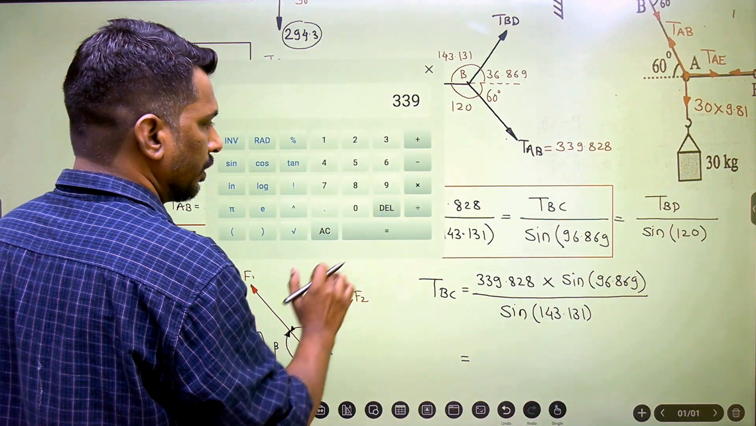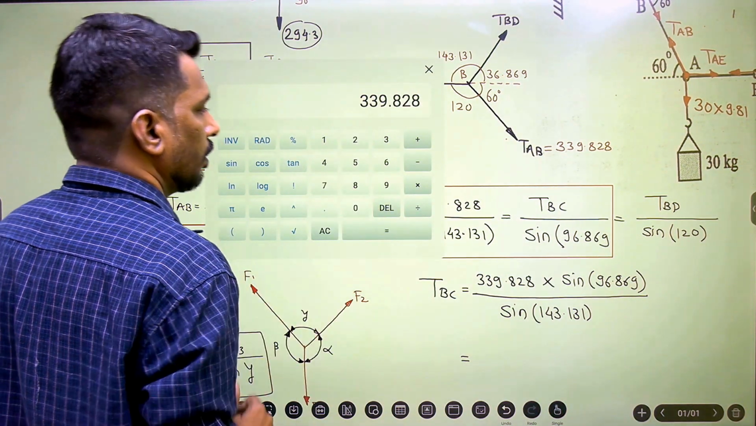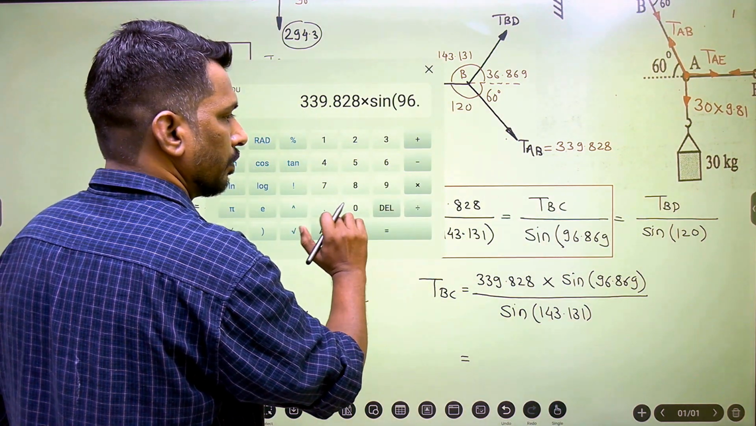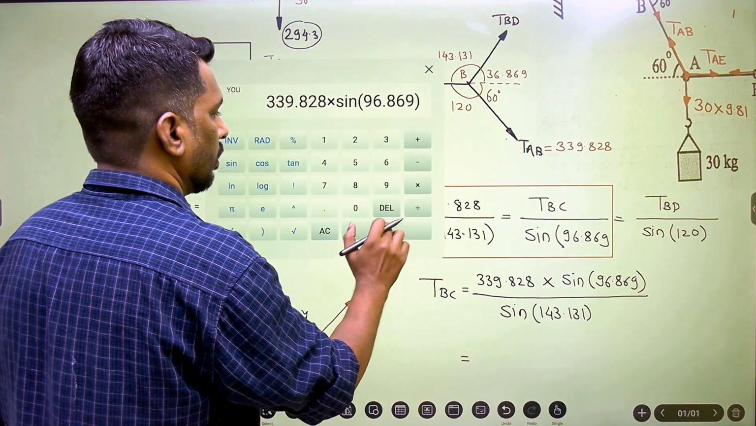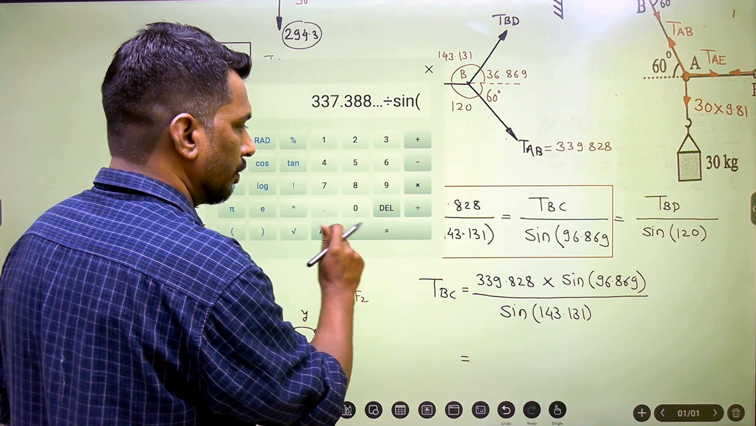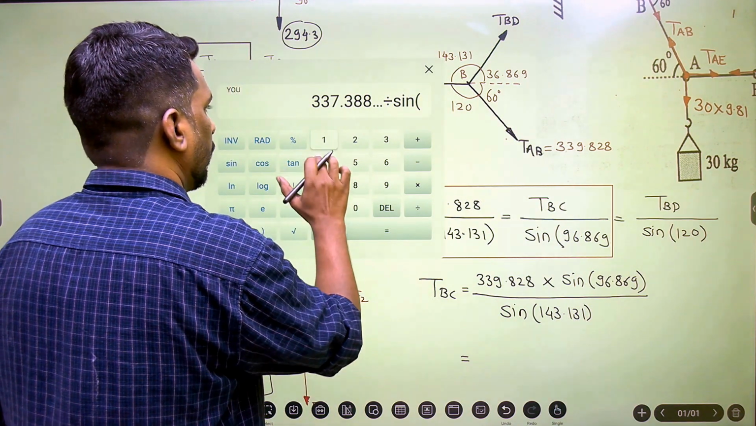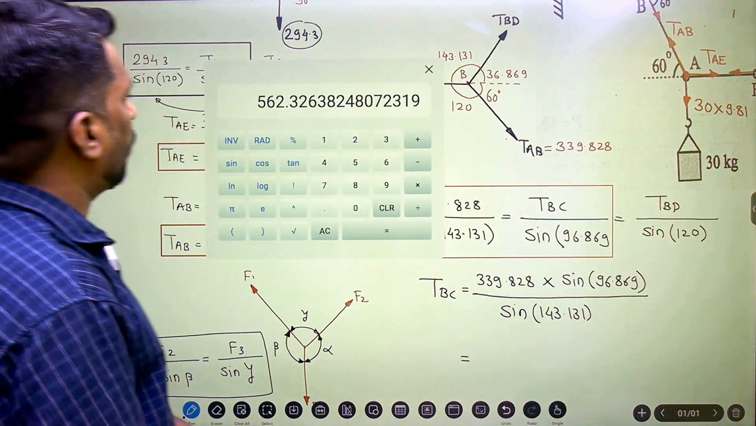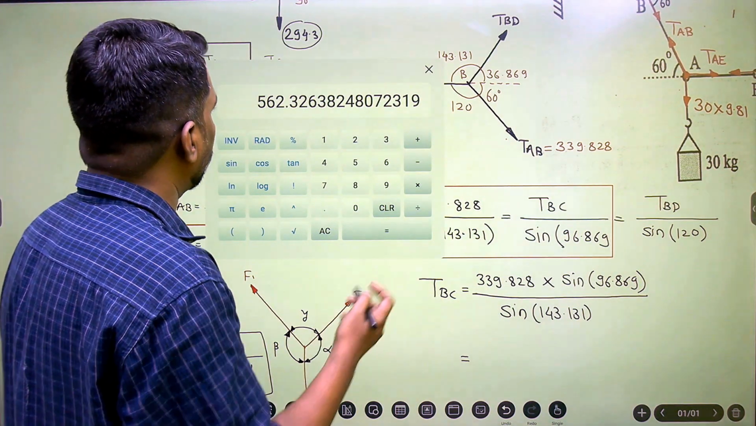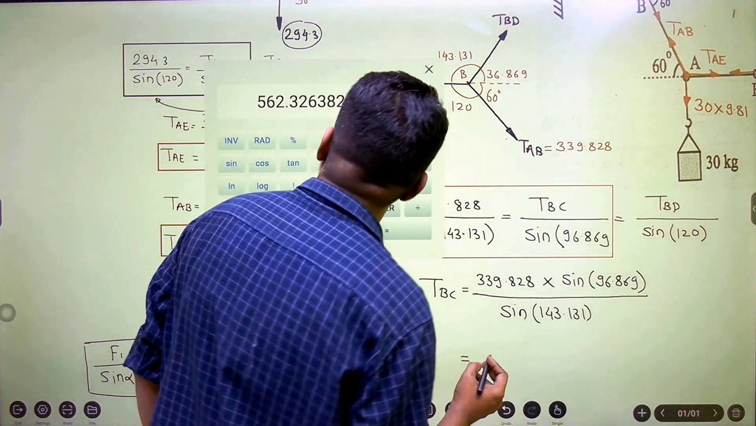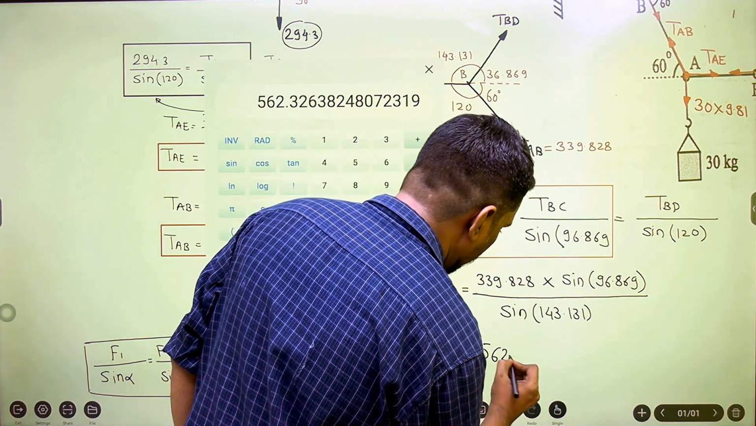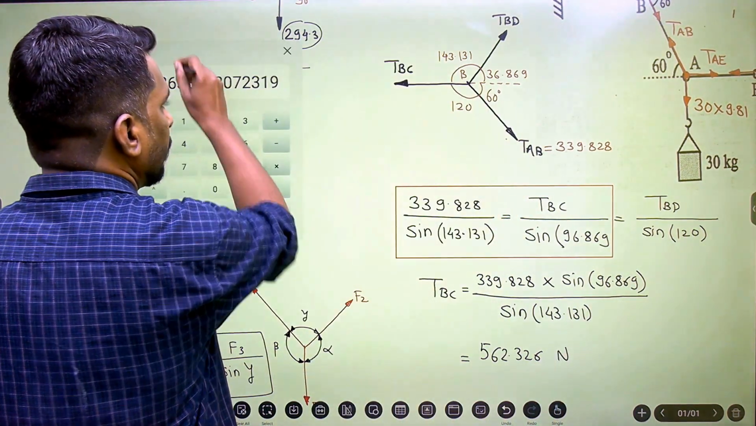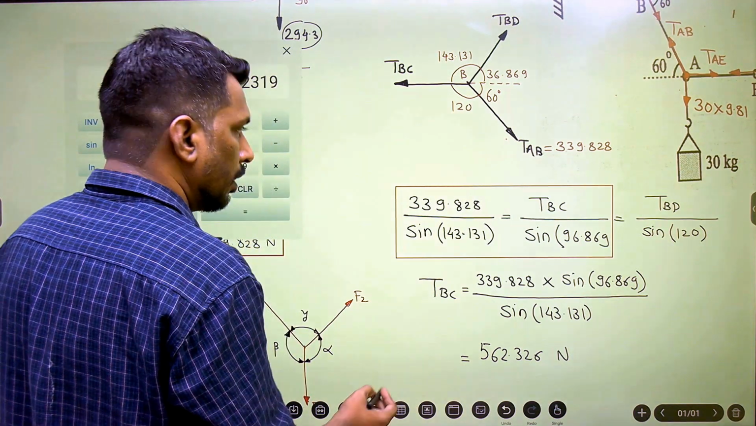So 339.828 into sine of 96.869 divided by sine of 143.131. So this is 562.326, sorry, 562.326 is the answer that I am getting over here. 562.326 Newton. Now I'll proceed further, and now I'll take the next combination.